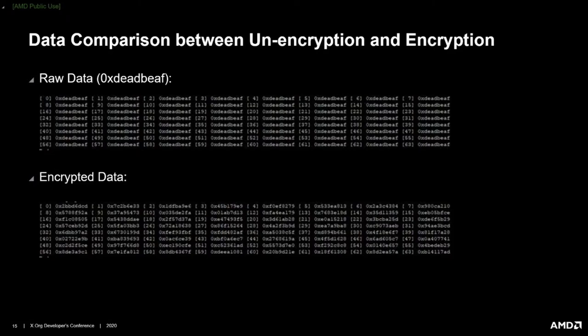Okay, let's look at the data comparison. Firstly, this is the raw data pattern, dead beef, in the buffer. After it's encrypted, the data will be unknown and scrambled. So that's very clear. The data is encrypted, and nobody can know what it is.